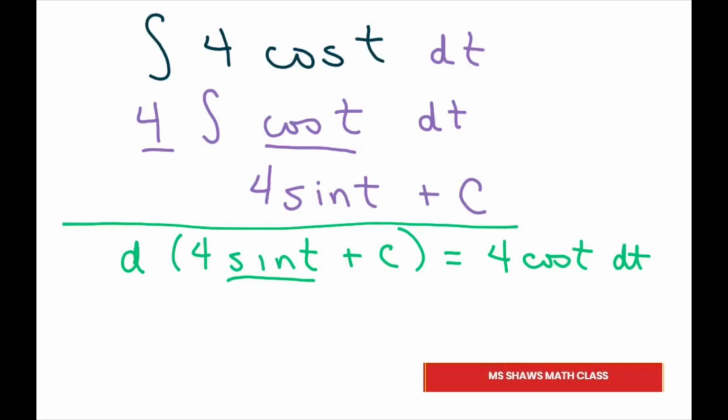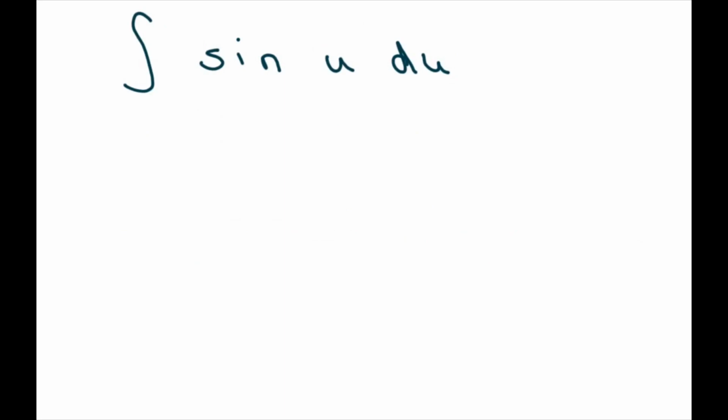Alright, the second one is this one. Now we know the derivative of cosine is negative sine, but we have a positive sign here. So the trick is going to be to put 2 negatives here. 2 negatives still make a positive, so I'm just going to put 2 negatives here.